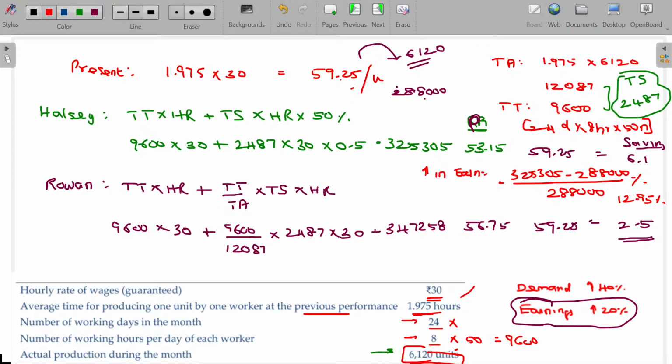Because of the wholesale scheme, they are getting 3,25,305. The additional earnings over 2,88,000 being 12.95%. Apply the same for the row 1 case to find out the increase in the earnings of the employees. 3,47,258 is the revised earnings compared to the existing earnings being 2,88,000 rupees, divided by 2,88,000. Come on, tell me in percentage. This will be 20.58%. Clear?